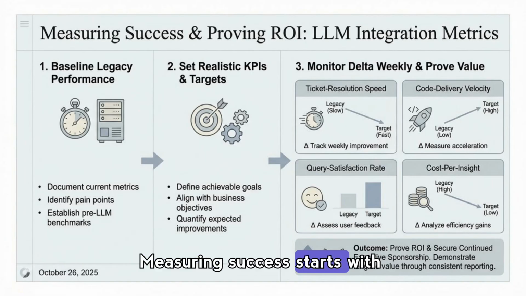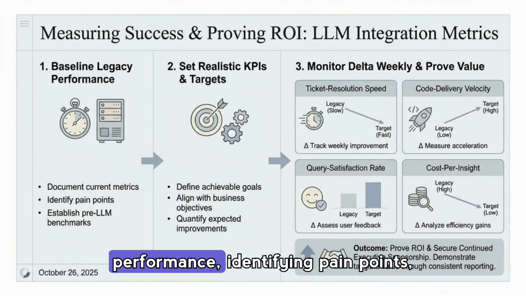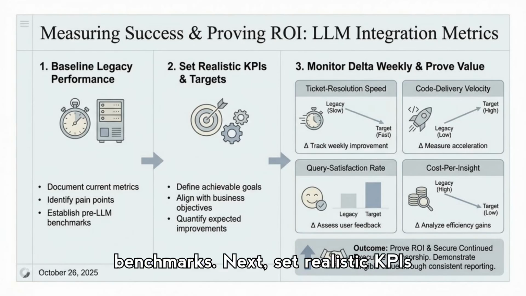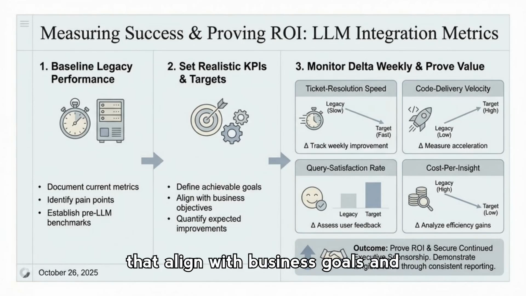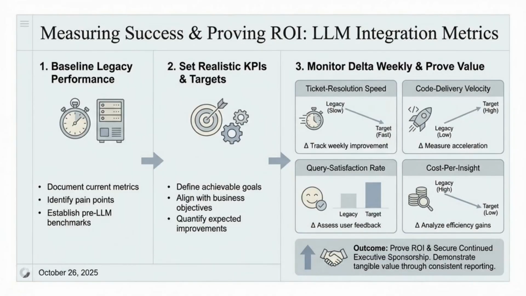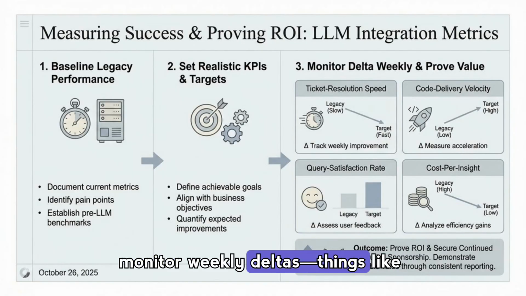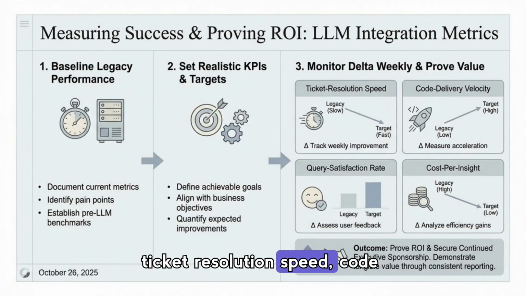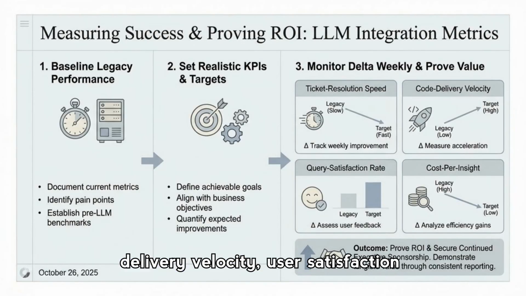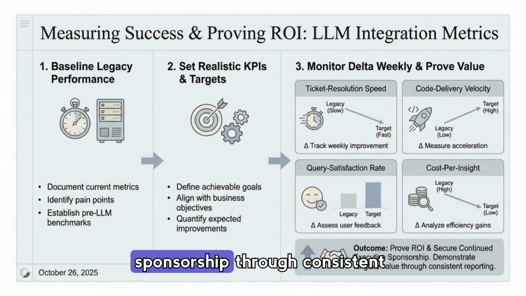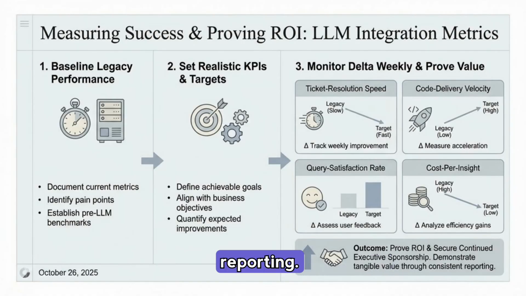Measuring success starts with documenting baseline legacy performance, identifying pain points, and establishing pre-LLM benchmarks. Next, set realistic KPIs that align with business goals and quantify expected gains. Finally, monitor weekly deltas, things like ticket resolution speed, code delivery velocity, user satisfaction, and cost per insight to prove ROI and secure ongoing executive sponsorship through consistent reporting.